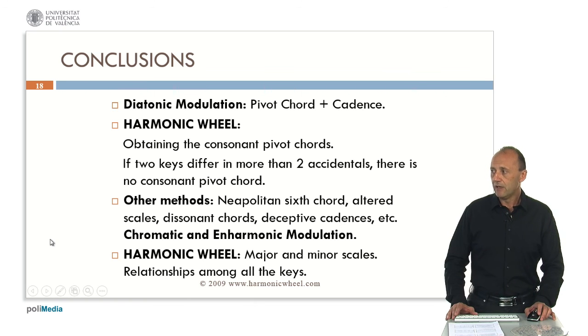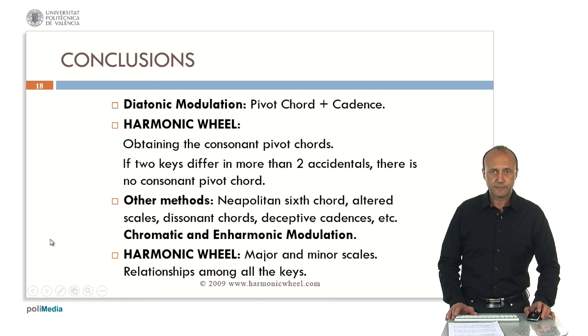The harmonic wheel gives us all the 12 major and minor scales, as well as a panoramic view of all the relationships among all the keys. So it is a very useful tool for studying modulation.